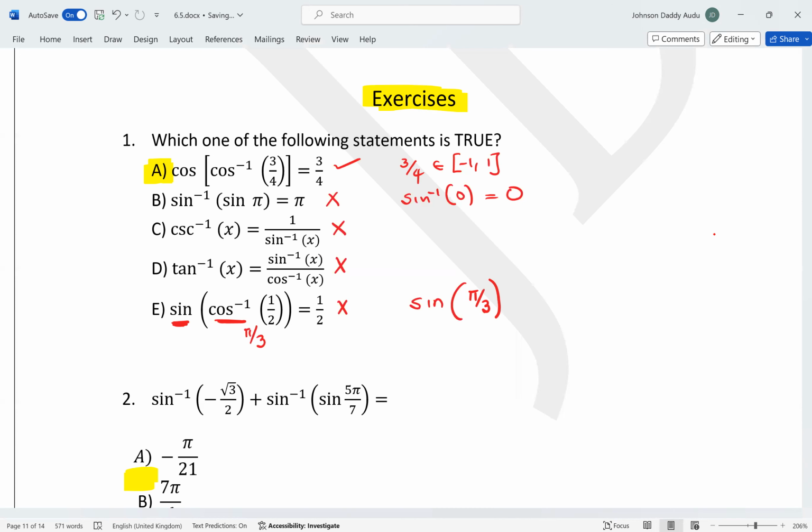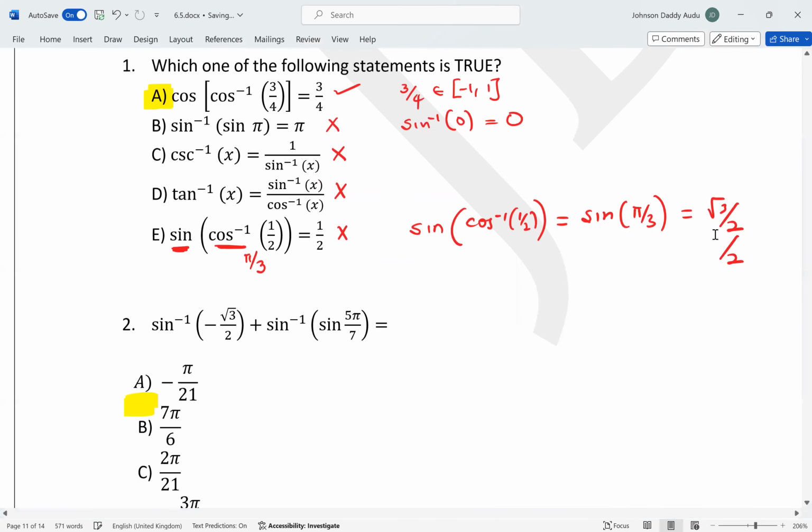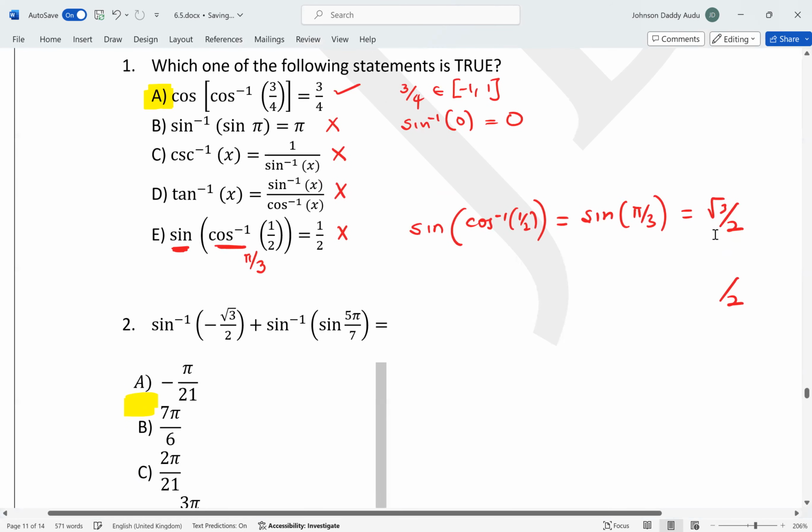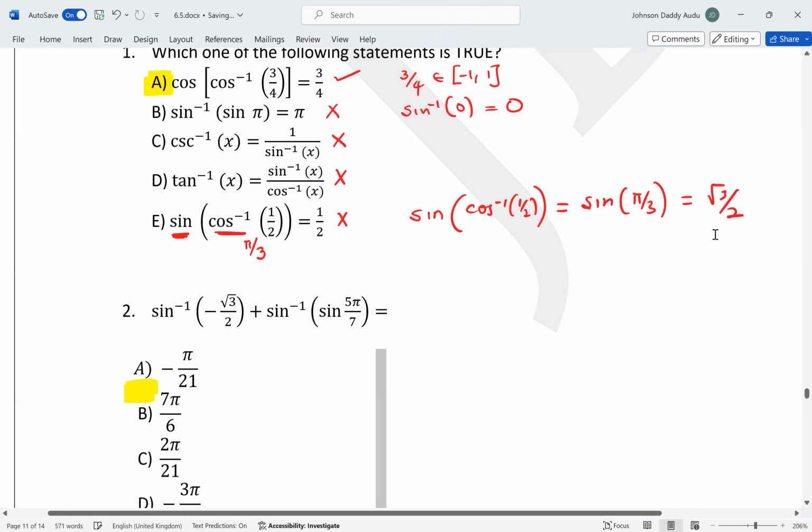Now, what is sine pi over 3? Sine pi over 3 is the same as sine 60, which is root 3 over 2. So this is what we have, cosine inverse of half is pi over 3, and sine of that is root 3 over 2. So the only correct statement is A.